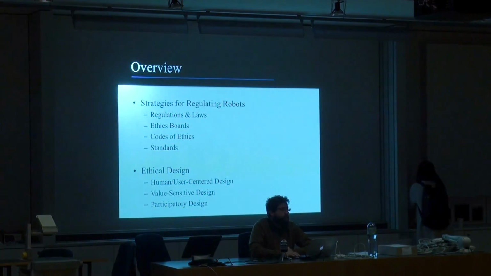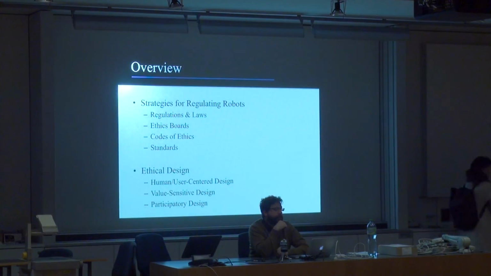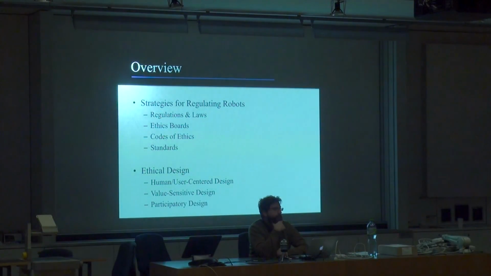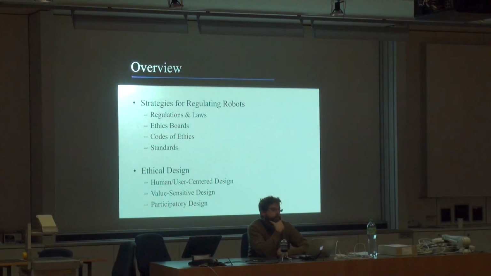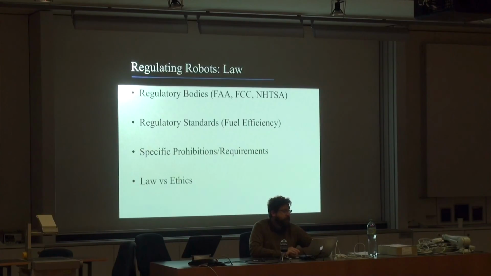I just have a few slides. And really, I just want to go over some different strategies for thinking about how we regulate robots. And these all point towards the design of the robots and robot systems. I'll talk about a few different approaches that all converge on design. And then I'll talk in general terms about some approaches to design and design methodologies that are applicable and that exploit or think about ethics and values in specific ways.